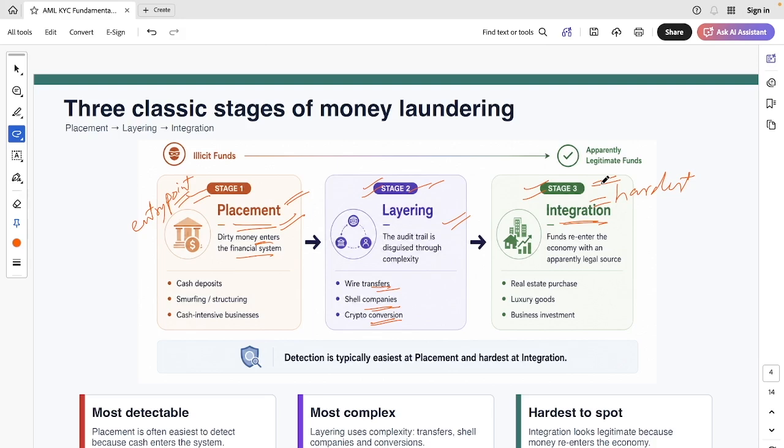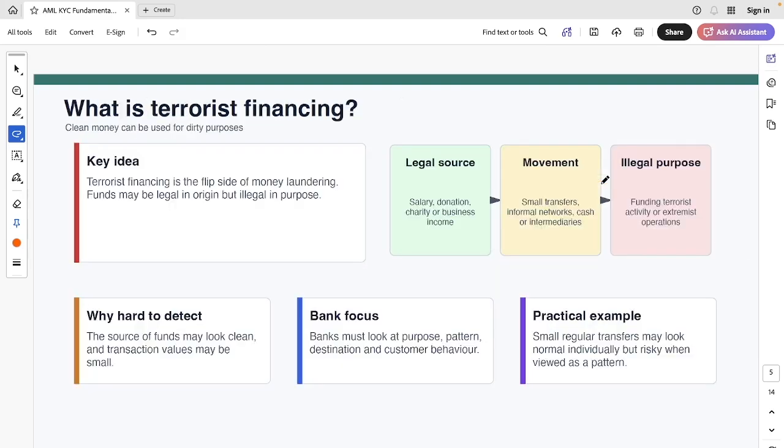Money laundering starts with dirty money, but there's another term called terrorist financing, which is a bit different. Let's understand terrorist financing as well. In money laundering, the source of funds is usually illegal, but in case of terrorist financing, the source may be legal. The money may come from a salary or donation, legal charity collection, business income, or some small personal transfers.